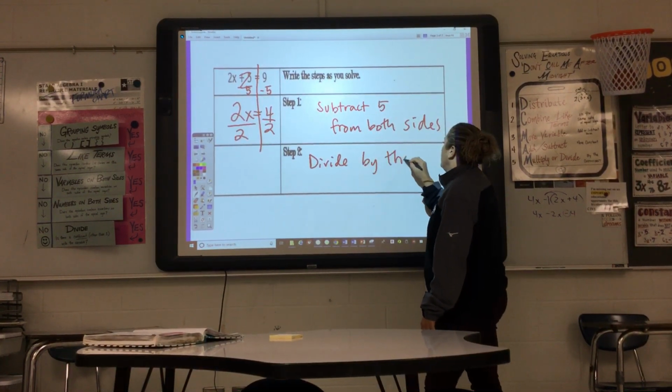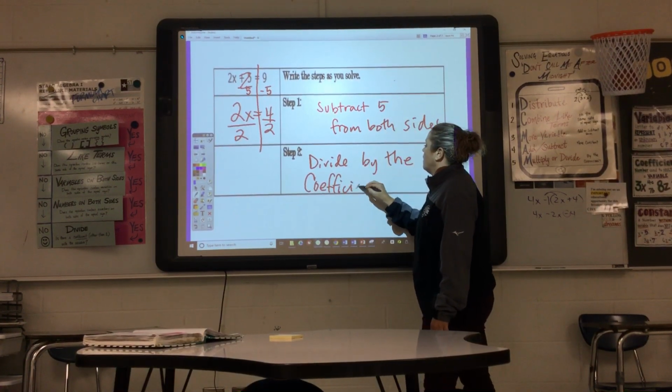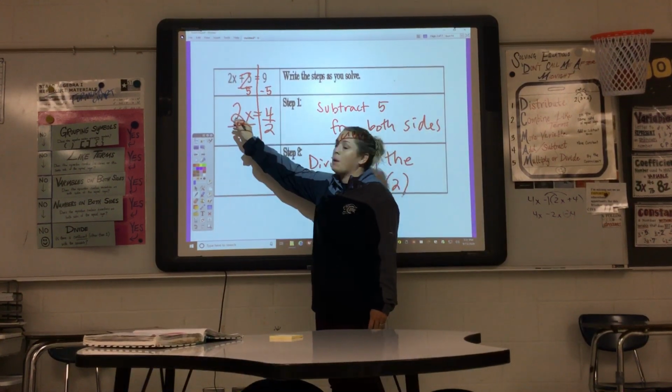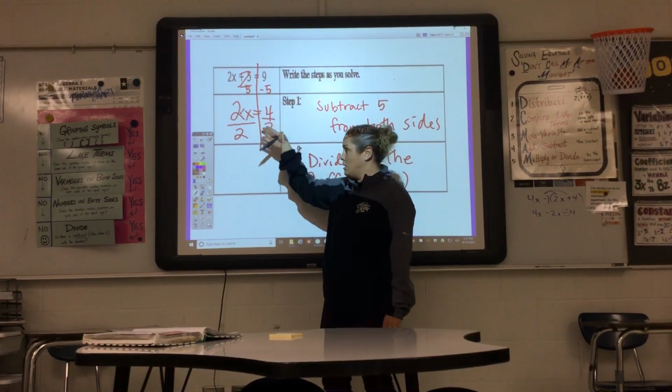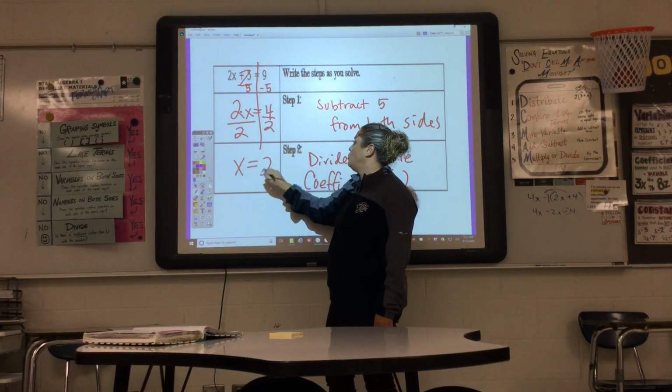by the coefficient. Okay, in this case it's a 2. So I'm going to divide by the coefficient. You can do that because 2 times x, that's the coefficient. Okay, so x equals 2.